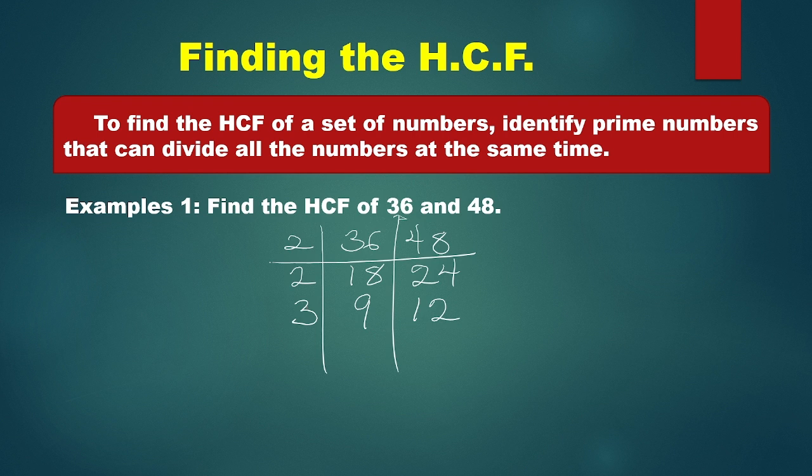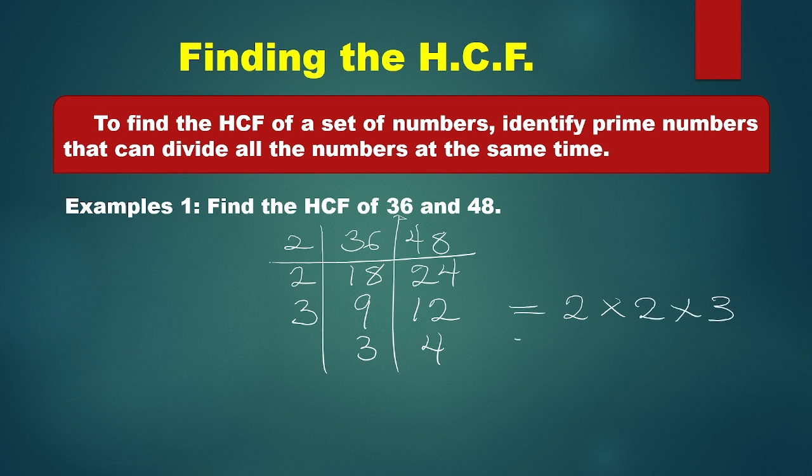9 divided by 3 is 3. 12 divided by 3 is 4. So I have 3 and 4. No other prime number can divide 3 and 4 at the same time, so I'll just stop there. It means that my highest common factor is 2 multiplied by 2 multiplied by 3.